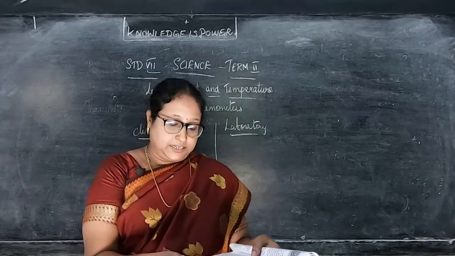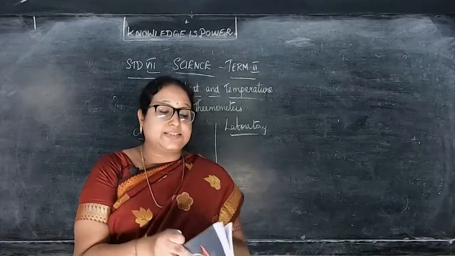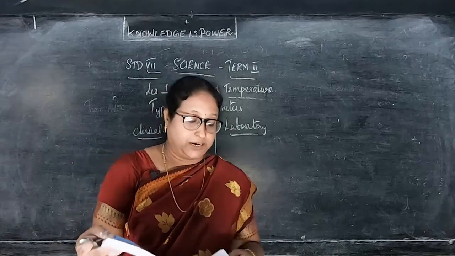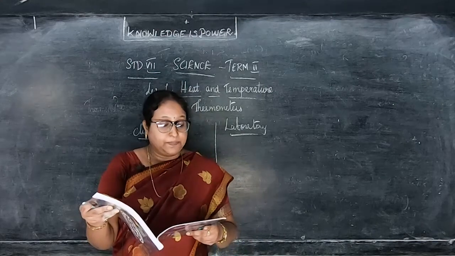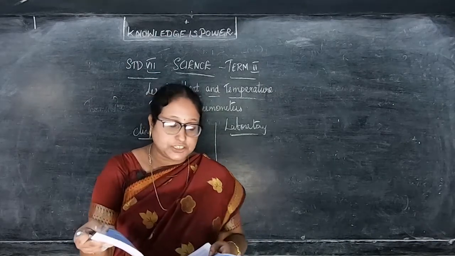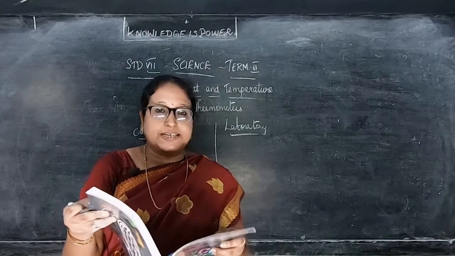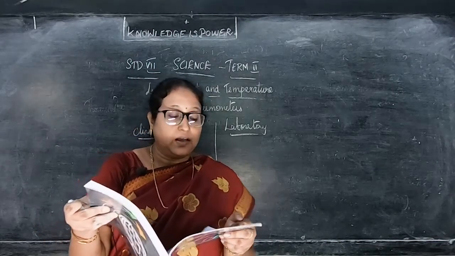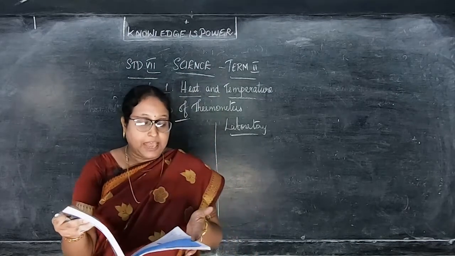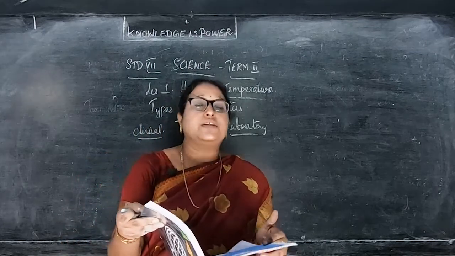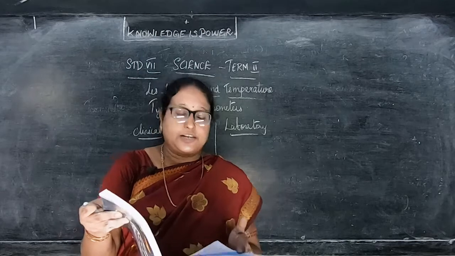Now all clinical thermometers have a kink that prevents the mercury from flowing back into the bulb when the thermometer is taken out of the patient's mouth, so that the temperature can be noted conveniently. So there's a kink in the thermometer which keeps the mercury from flowing back into the bulb, and the temperature can be easily found out conveniently.